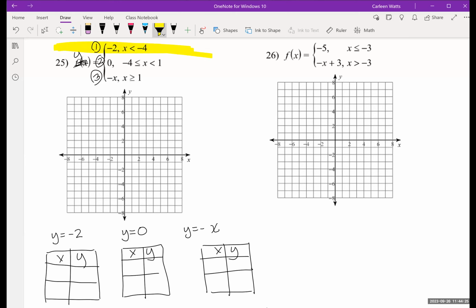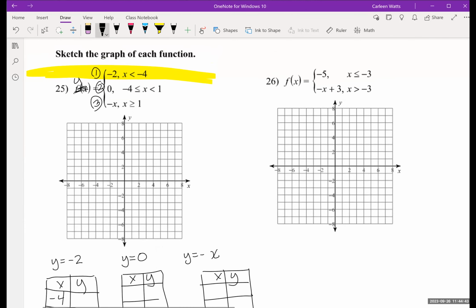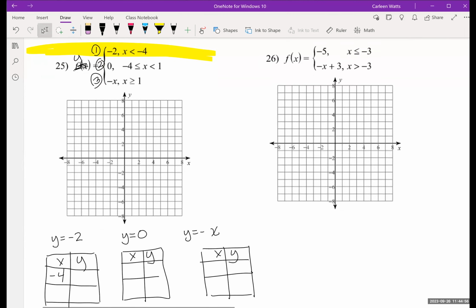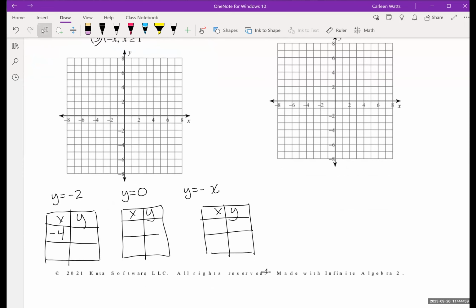Let's look at part 1. One of my x values needs to be -4, and the other needs to be a number less than -4. So one of them has to be -4 and the other a number less than -4. So I'm going to go -5.